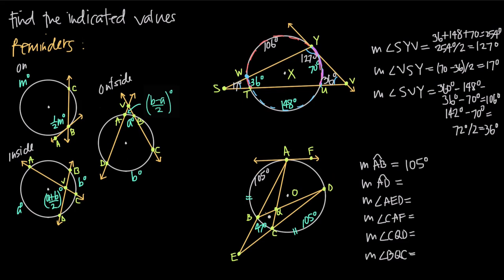I know that the sum of all of the degree measures of all of the arcs around the circle is going to be 360 degrees, and I already have 105, 105, and 47. So if I say 105 times 2, I get 210.